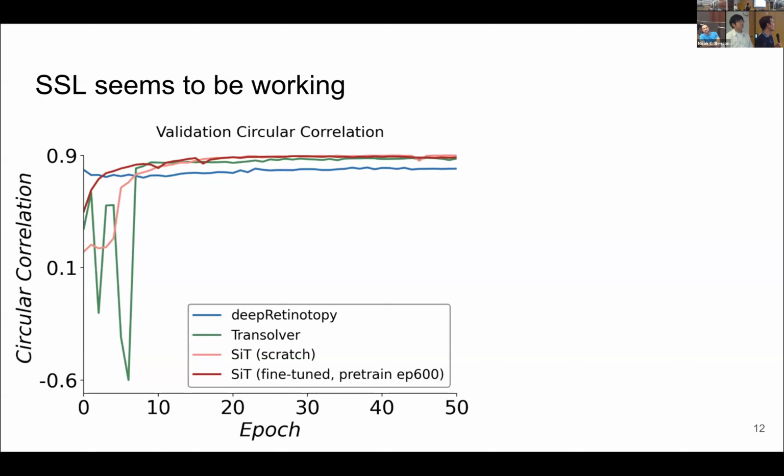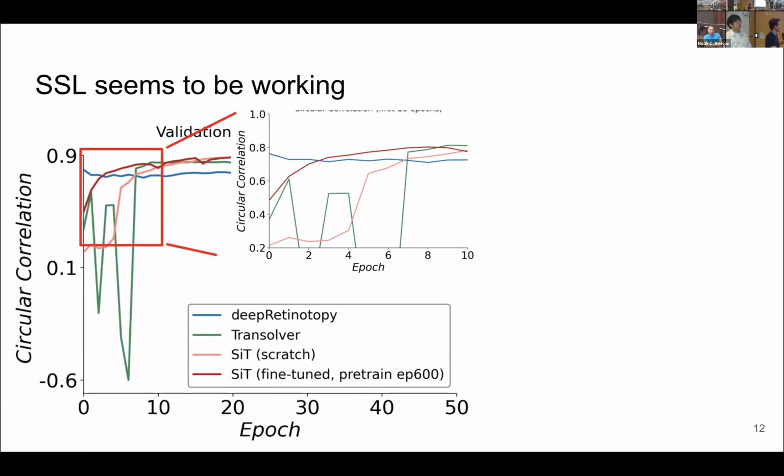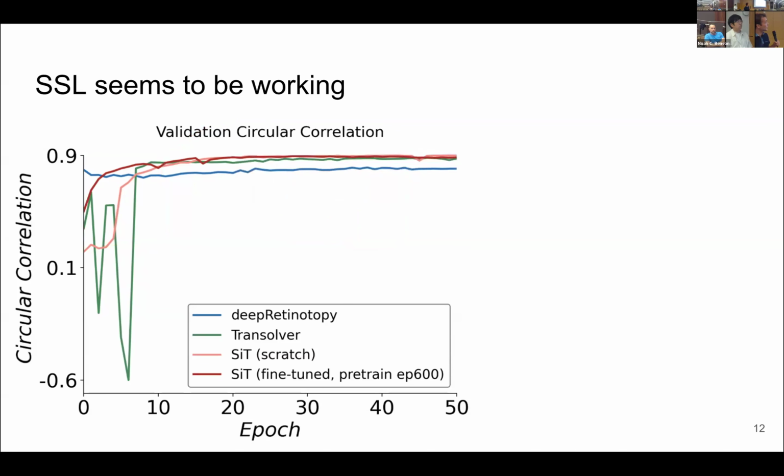On the y-axis, we have the circular correlation between the prediction of the model and the actual polar angle values. On the x-axis, we have the number of fine-tuning epochs. And as you can see, the red curve that represents the behavior of the pre-trained model is able to reach, and here we have a zoomed version, the same performance level with fewer epochs compared to the orange curve that is the model trained from scratch. And the interesting thing here is that it looks like we are also able to get slightly better performance than the state-of-the-art model, which is Deep Retinotopy.